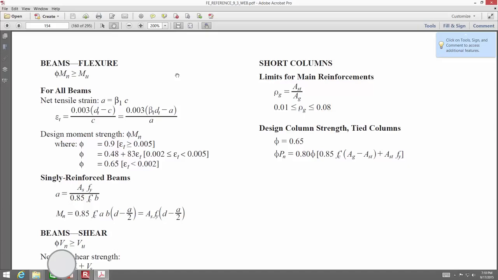It's not complicated. It's just a singly reinforced beam. So our first design example tonight is going to be a singly reinforced beam.